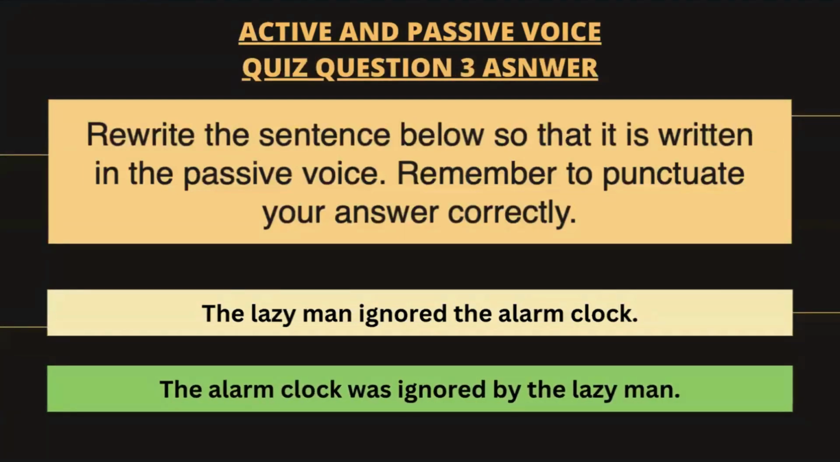The correct answer is the alarm clock was ignored by the lazy man. In the given answer, the alarm clock is your subject, was ignored is the verb, by the lazy man is the object. The given statement is in the passive voice because the subject of the sentence, that is the alarm clock, is receiving the action of being ignored rather than performing the action. I hope you get all the answers correct.